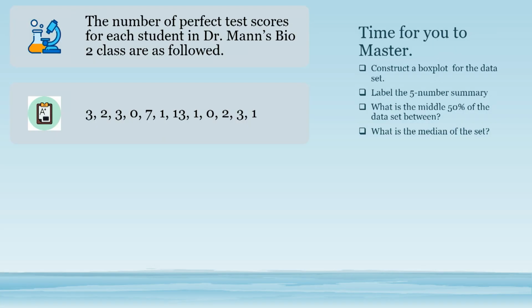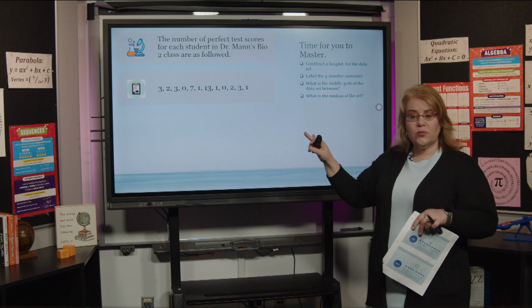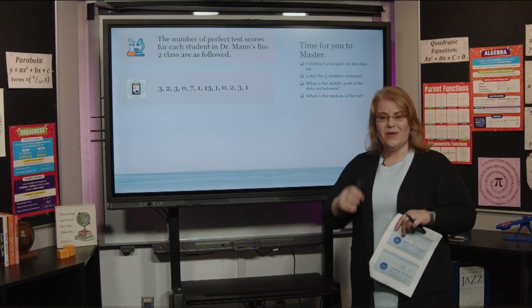Okay, so it's time for you to master. The number of perfect test scores for each student in Dr. Mann's Bio 2 class are as follows. Construct a box plot for the data set. Label the 5-number summary. What is the middle 50% of the data set between? What is the median of the set? So you and your table partner, go ahead and work this problem, see what you get, come back to me and we'll compare. Here we go.